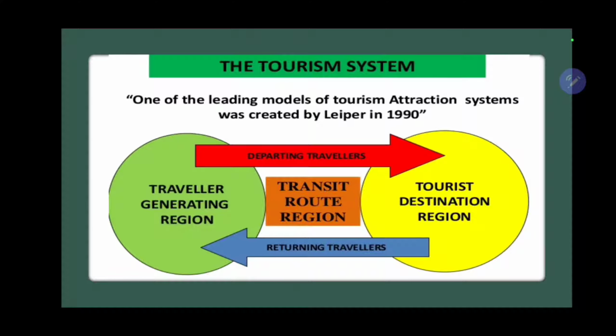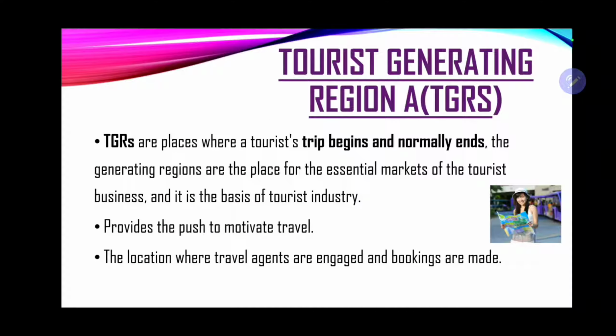Now, let us look at each of these components in detail. Now, the tourist generating regions are the places where a tourist trip begins and normally ends. The generating region is the place for the essential markets of the tourist business, and it is the basis of the tourist industry. It provides the push to motivate travel.